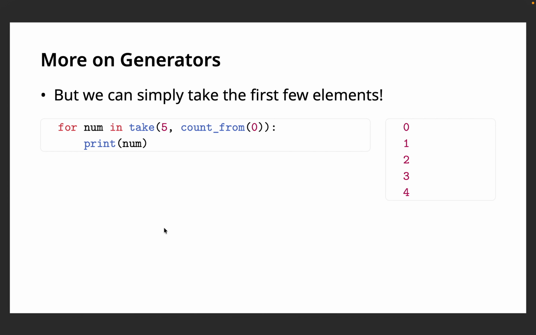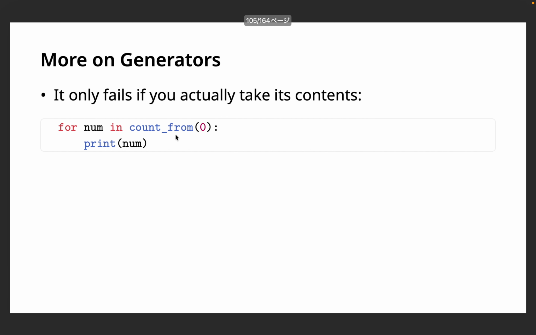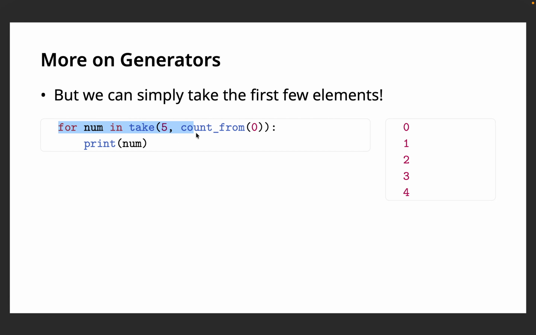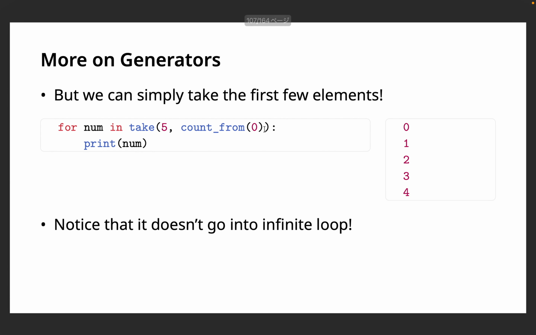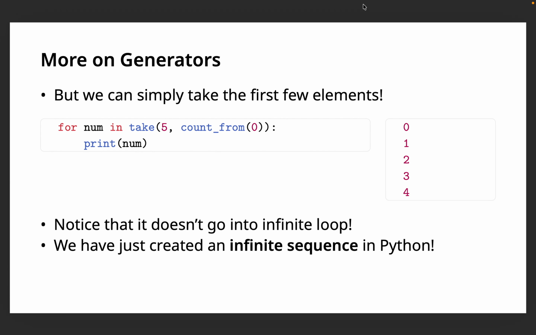The nice thing with this is that if we have a generator, then we can use that in some of the other functions we had a while ago, just like take. So if you don't want to run into this infinite loop, you can write it like this. Take the first 5 elements of this infinite generator over here. This is what we actually call an infinite sequence.